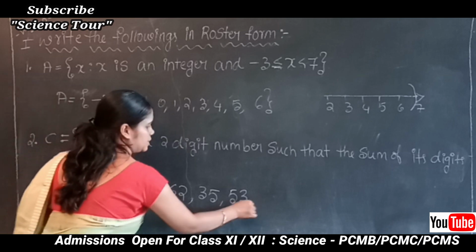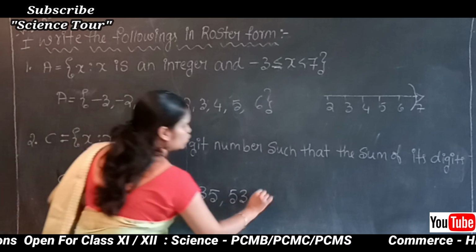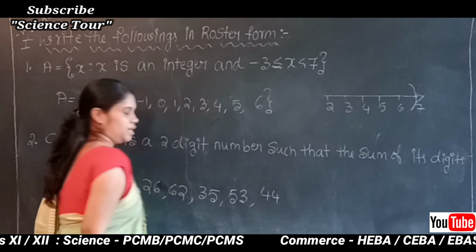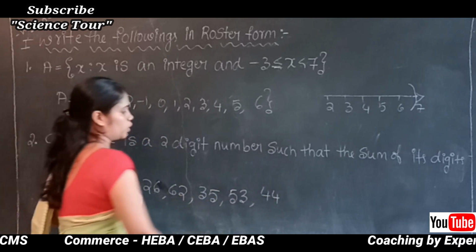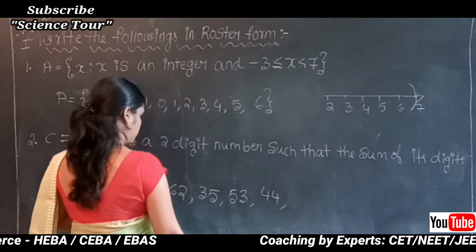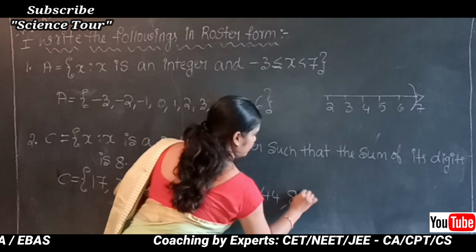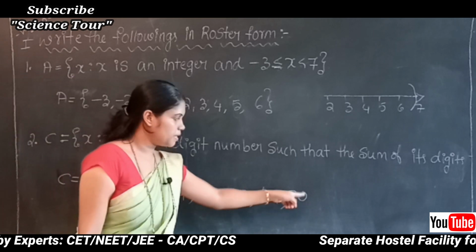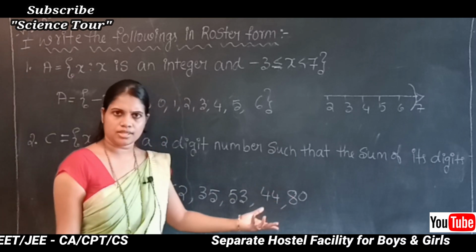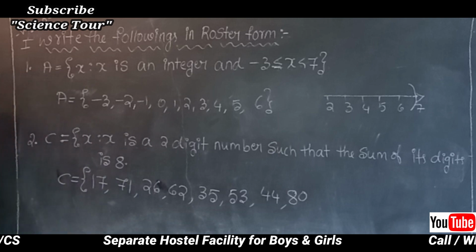Next, can I choose 44? Yes, 4 plus 4, how much? 8, right? So next, can I choose 80? Yes, add the digits, 8 plus 0, how much? 8. Okay, so is there any other number?